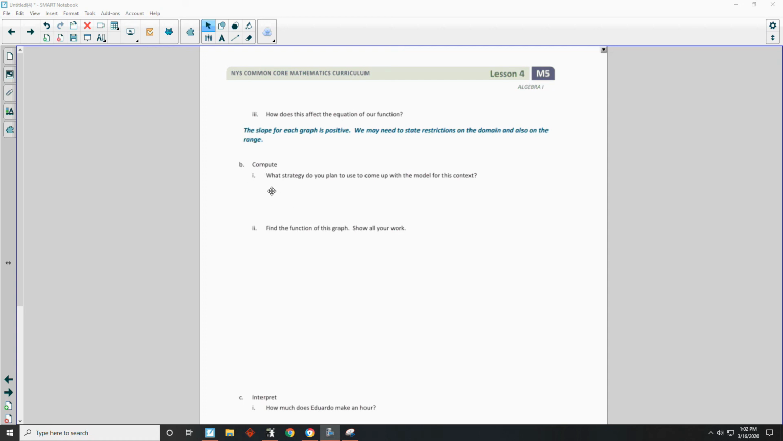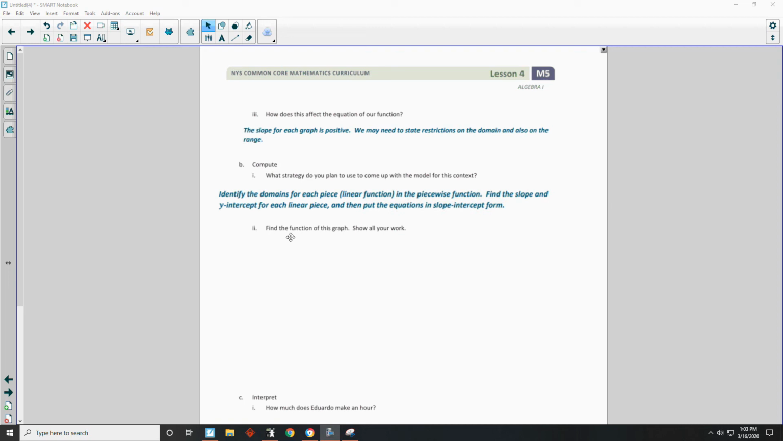Part B says, 1, what strategy do you plan to use to come up with the model for this context? Okay, so what strategy do we plan to use to come up with the model? Well, again, we need to find the slope, and we need to determine what our restrictions are. So we need to identify the domains for each piece, linear function, in the piecewise function. We need to find the slope and the y-intercept for each linear piece, and then put the equations in slope-intercept form. Okay, so there we go. That's what we need to do.